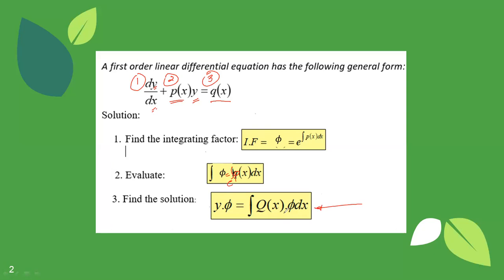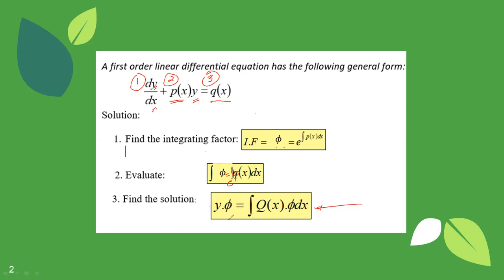The solution is very straightforward. The left side constitutes the product of your unknown function, whatever is your unknown function, and the phi that you got after you have evaluated already this one. So the left side is the product of the two, and the right side would be the q of x that you have here on the right side, multiplied by the phi. Then the integral of the product of these two is evaluated. And this is how you determine the solution of your linear first order differential equation.